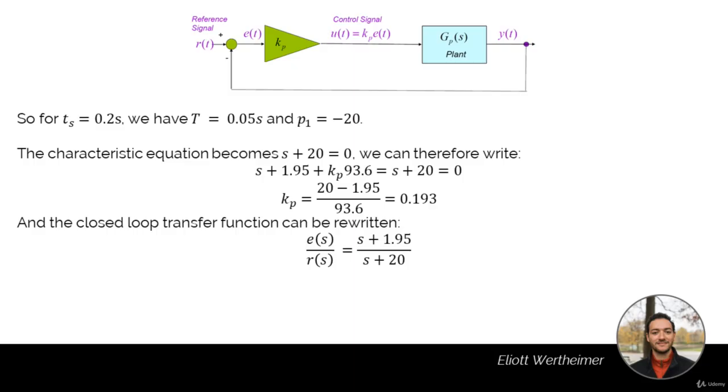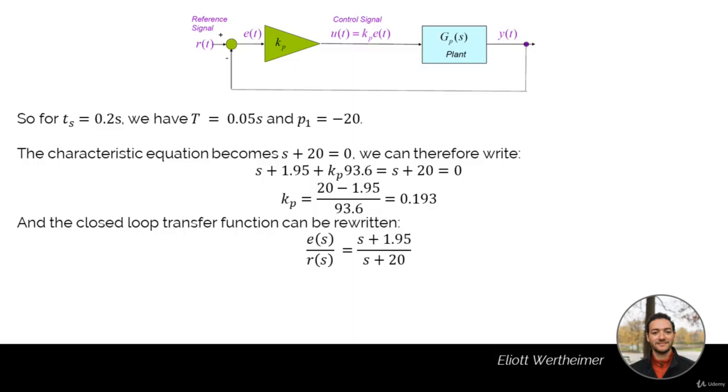We also need P1 equals minus 20, again, because we know that the time constant is equal to minus 1 over P1. So with all this, the characteristic equation becomes s plus 20 equals 0. We can therefore write that the characteristic equation that we found before must be equal to that characteristic equation that we want to have in the end.